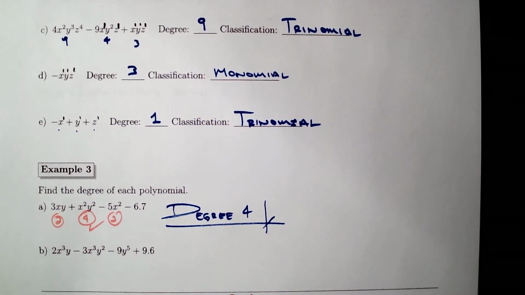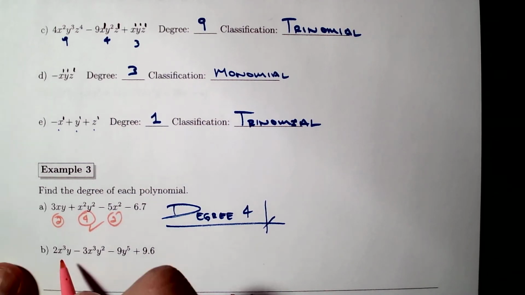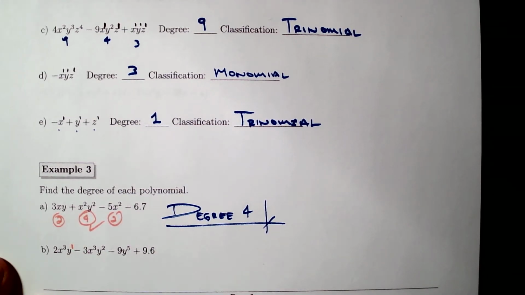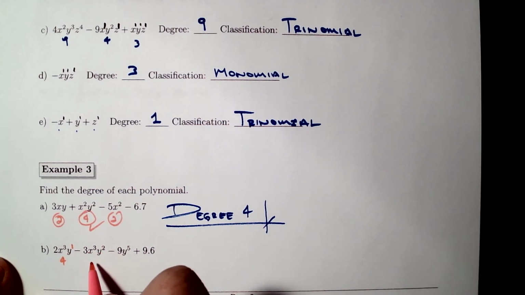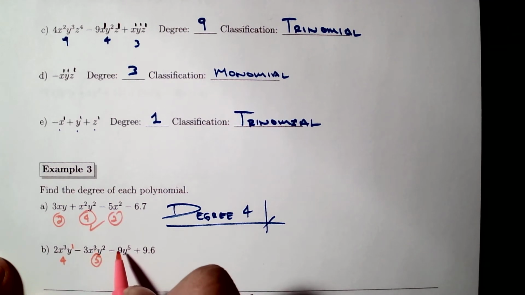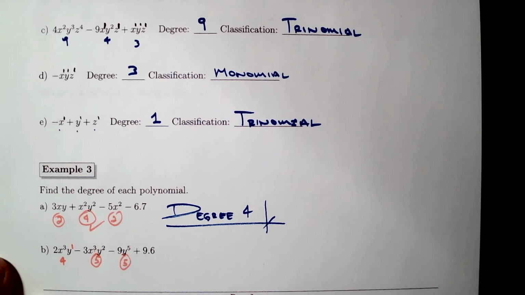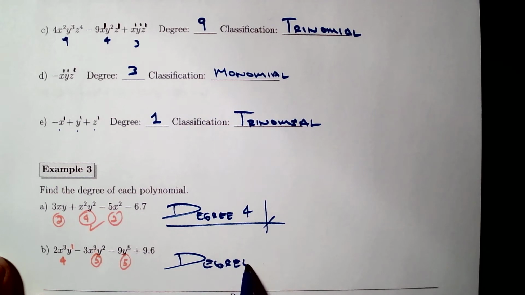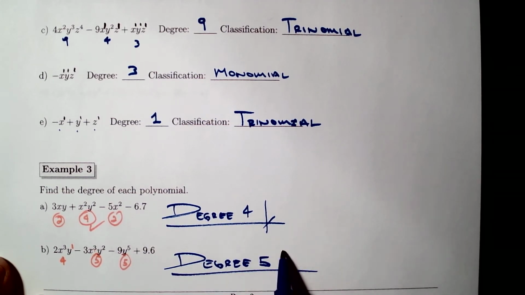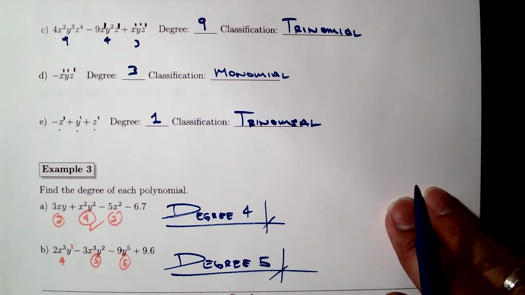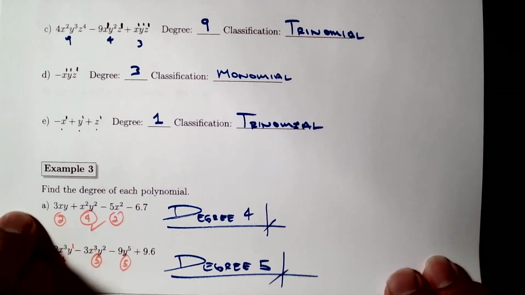Let's look at the second example. We have x cubed times y to the first power. If we add the powers, this term is overall power 4. We have x cubed y squared. If we combine 3 plus 2, that's a 5. And then this is y to the fifth. This is 5. So the highest degree is going to be degree 5. Okay, so let's look at the next page. Let's see what we have there.